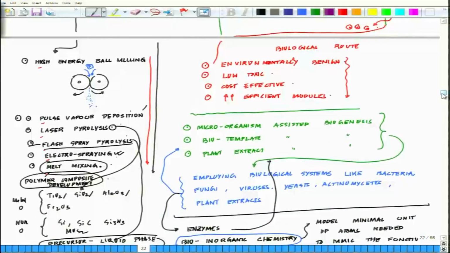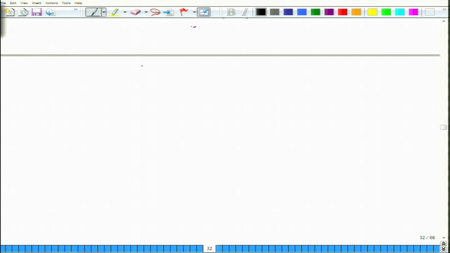The three routes that have been followed as of now and are pretty well documented are microorganism assisted biogenesis, biotemplate assisted biogenesis and plant extract assisted biogenesis. So, we will start our journey from here. All these techniques employ either biological systems like bacteria, fungi, virus, yeast and actinomycetes, or plant extracts. Let us resume from here.